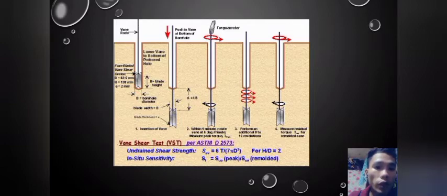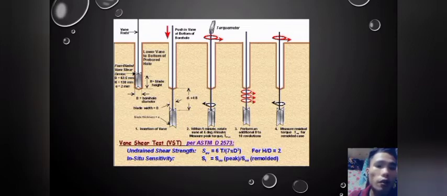So the rod has something like a welded plate, then it is pushed to the bottom of the borehole, and then a torque meter is used, the equipment for rotating it. So these are the steps or process of the vane shear test.